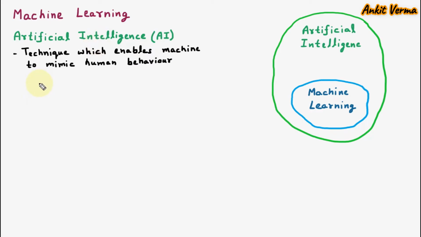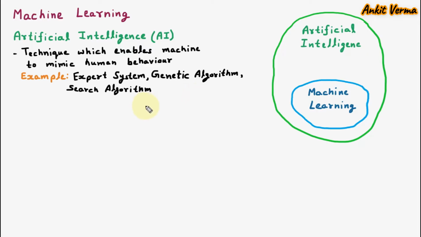The examples of artificial intelligence are expert system, genetic algorithm, search algorithm, and knowledge representation. Here the expert system behaves like a human and solves specific tasks. The genetic algorithms are inspired by nature, just like from the ants and the bees, they are inspired and they take action. Search algorithms are used for searching. The knowledge representation is used for understanding and storing information. These are the examples of artificial intelligence in which the machine is behaving like a human.